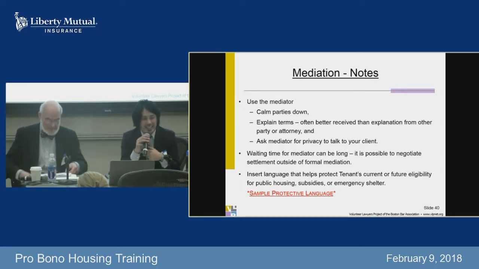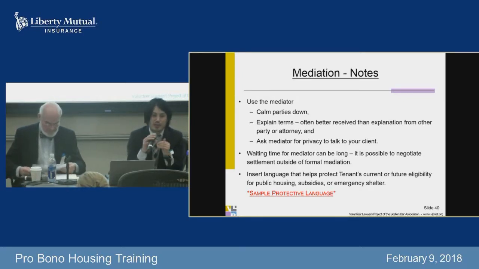That said, the waiting time for a mediator can be pretty long, and while you're waiting, it's absolutely fine if you are confident that you can arrive at a settlement without using the mediator. There's plenty of time to do that, to talk to the other party if they're unrepresented, or the other party's attorney if they are. So it's totally possible to negotiate a settlement outside of formal mediation.